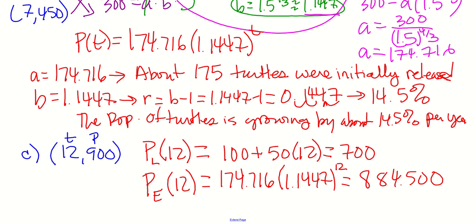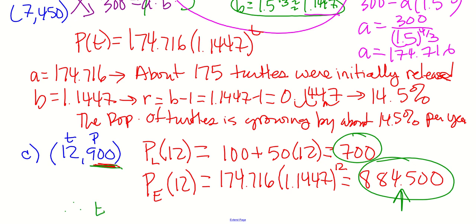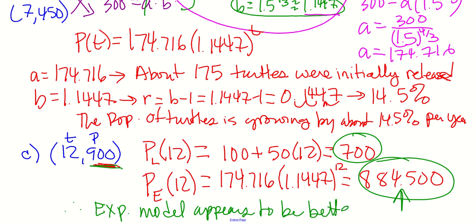So, which model was better? If the actual population was 900, then I come here and I compare these two predictions on how big that population will be, and we could see that the exponential prediction was closer to what actually happened than the linear was. So therefore, the exponential model appears to be better, because the predicted population was closer to what actually happened.